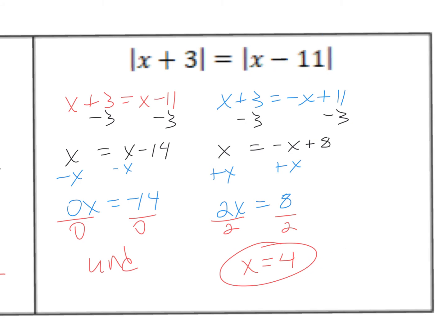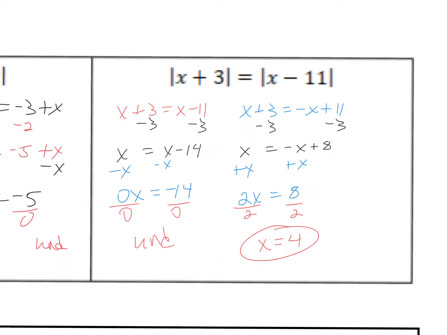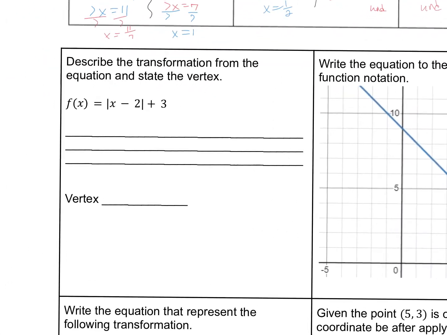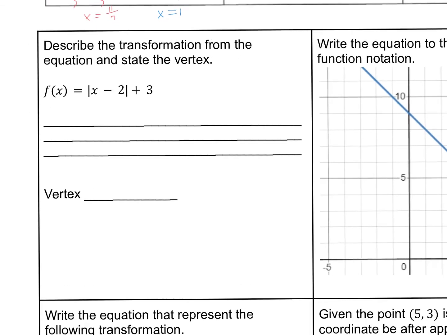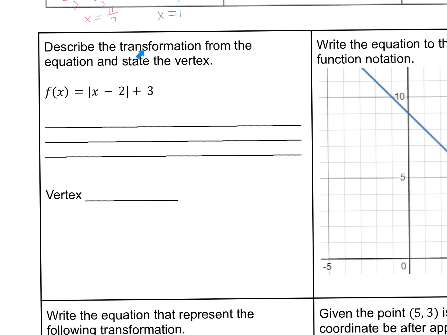All right, let's move on to this last section in the review. This says to describe the transformation from the equation and state the vertex. So this is our absolute value function, but here it is in vertex form. Remember, inside the parentheses is going to shift the function, or the vertex, right or left.